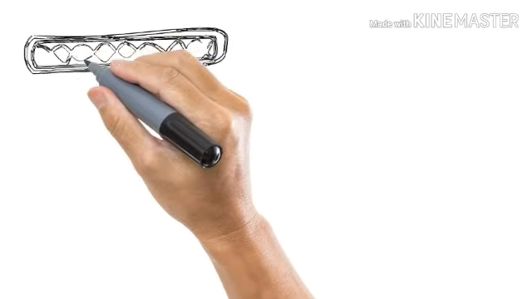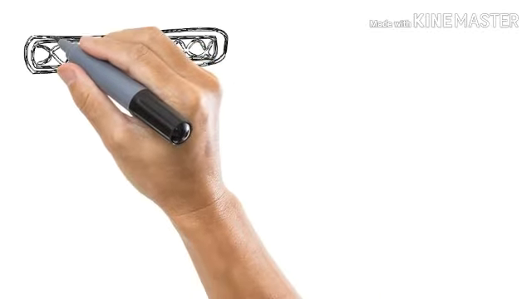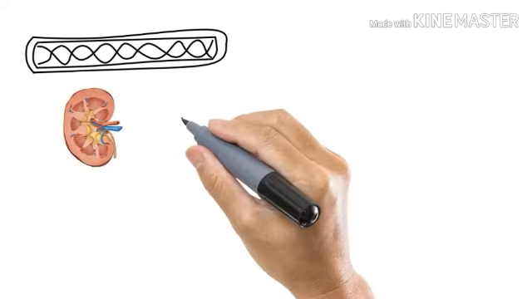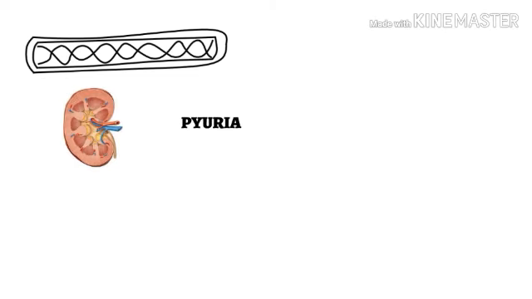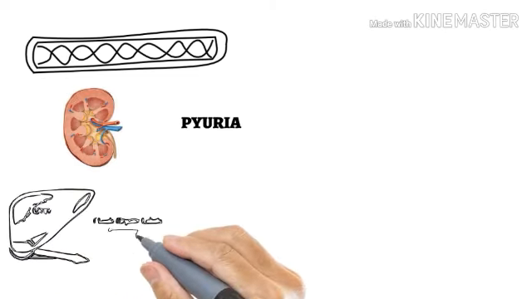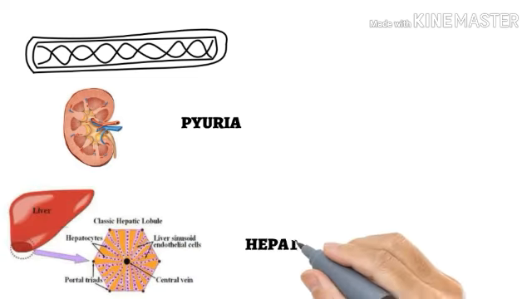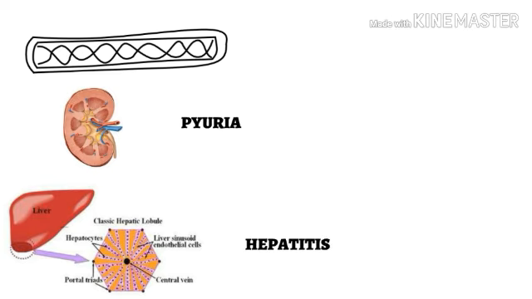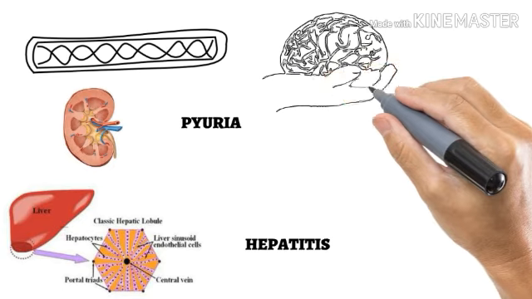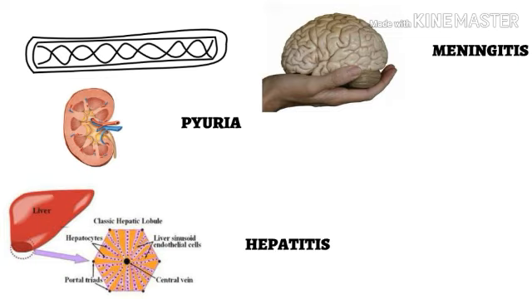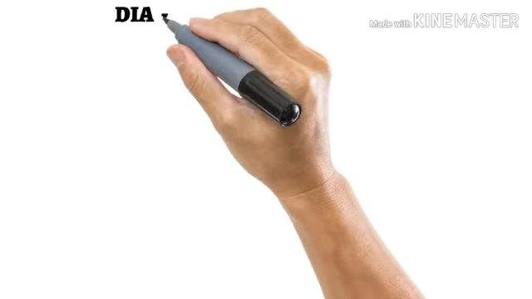And when this Mycobacterium tubercle gets to the kidney, it will lead to pyuria. So there will be pus in urine because it has already infected that kidney. And when it gets to the liver, it causes hepatitis, that is the inflammation of the liver, and so on and so forth. It affects multiple organs. And that is just a brief pathophysiology of pulmonary tuberculosis.